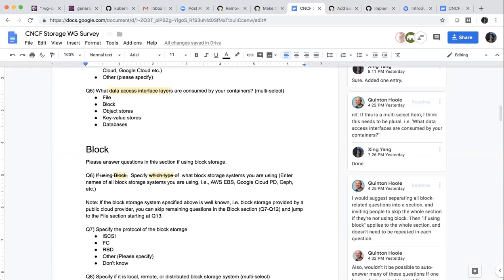A lot of the rest of the questions kind of become, well, within the storage working group anyway, we should be able to determine the rest of the stuff. What do other people think? Do other people have any comment on that?